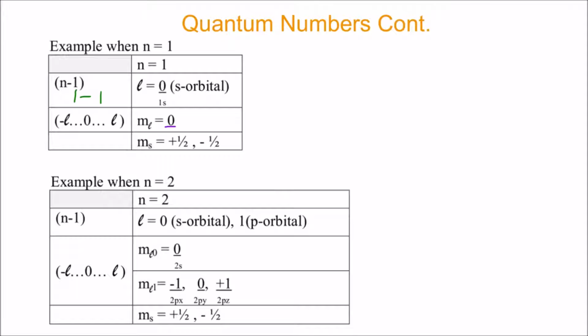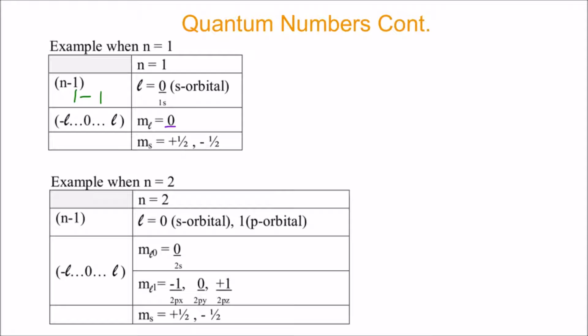Let's look at the next example down here, when n is equal to 2. So we're in the second row of the periodic table. What are all the possible values? If n equals 2, then L can be 2 things. Remember, it's all the whole numbers from n minus 1 back down to 0. So L is going to be 0, and it's also going to be 1.